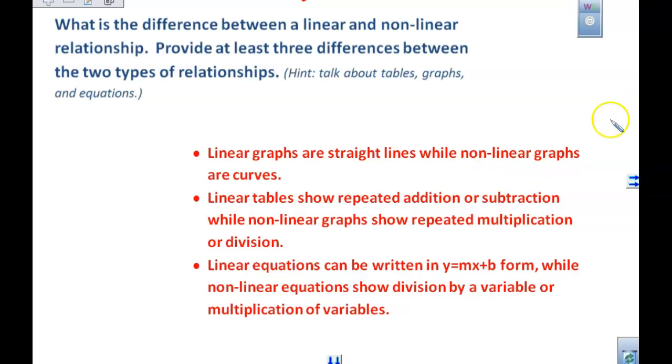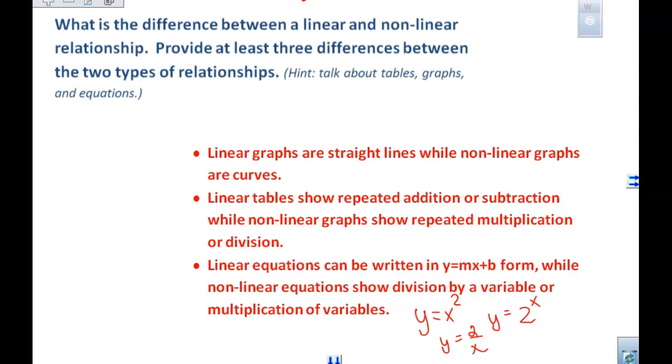So when you think about those nonlinears, you might have something like y equals x squared. You might have something like y equals 2 to the x, where you have different exponents. They might show division, y equals 2 divided by x. All of those are going to be nonlinear equations.